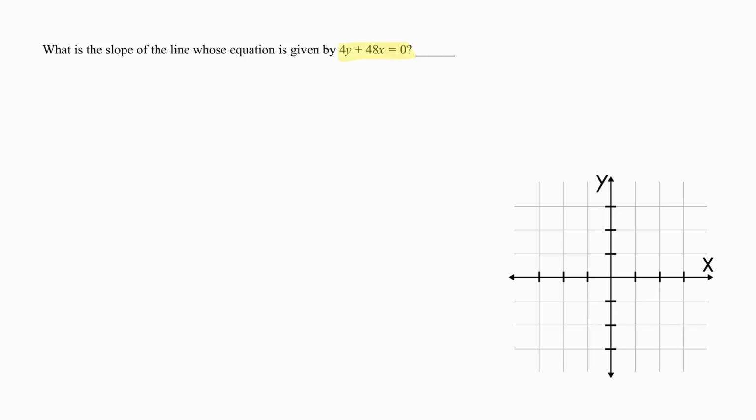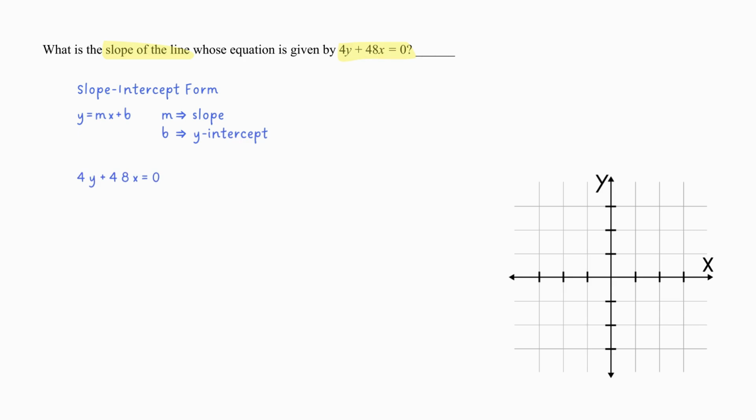Let's have a look at this linear equation. The goal is to find the slope of the line for the equation 4y plus 48x equals 0. The easiest way to find the slope is to rearrange this equation into slope-intercept form. Y equals mx plus b, where m is the slope, how steep the line is, and b is the y-intercept, where it crosses the vertical axis.